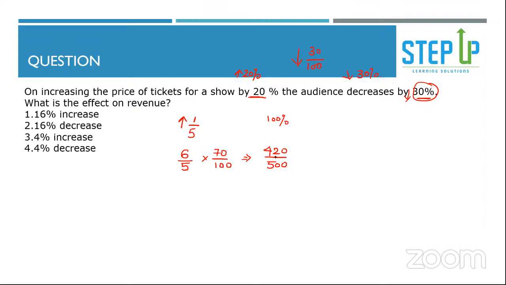Now, 6 by 5 into 7 by 10 gives 42 by 50. To get 100 in the denominator, you multiply by 2, so you get 84 by 100. So 100 became 84. It means that 16% decrease. That's the answer.